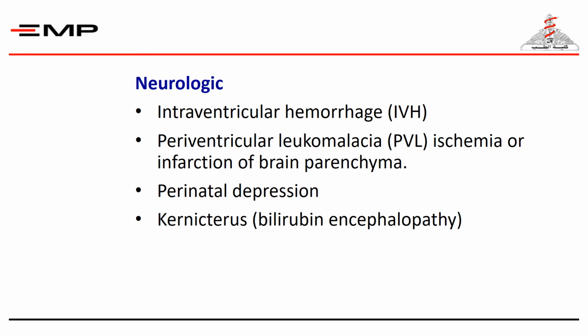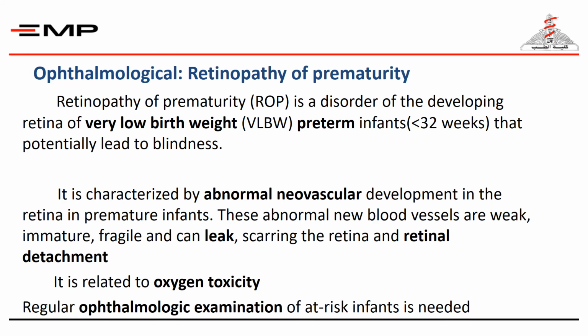Preterm infants are liable to intraventricular hemorrhage from the fragile germinal matrix covering the ventricles, or liable to periventricular leukomalacia, which is ischemia or infarction of the brain parenchyma. Both intraventricular hemorrhage and periventricular leukomalacia are related to ischemic injury, even if it is minor or minimal. Preterm babies cannot withstand delivery, so may be liable to perinatal depression, and if jaundice is not treated, they are liable to kernicterus. Then the retinopathy of prematurity.